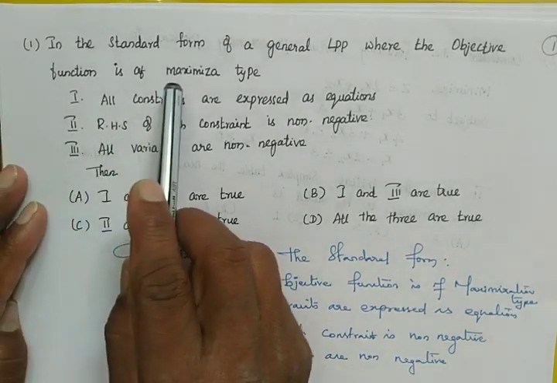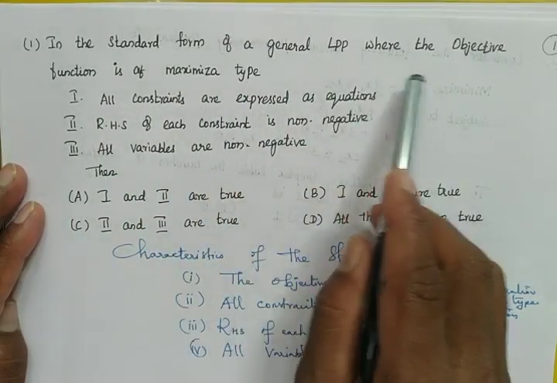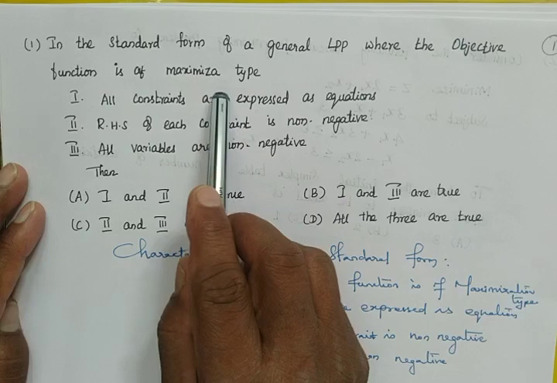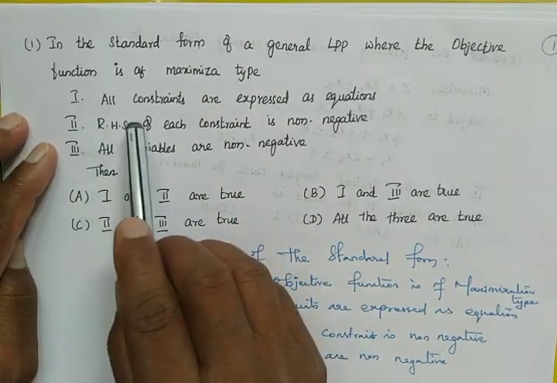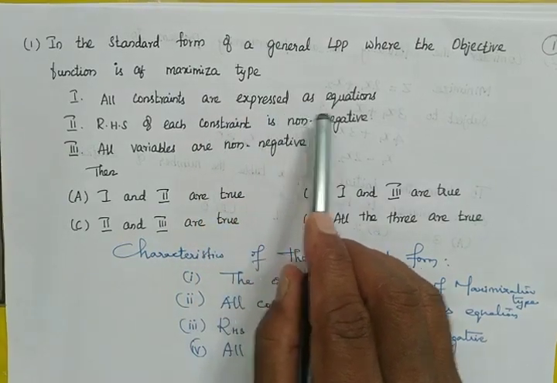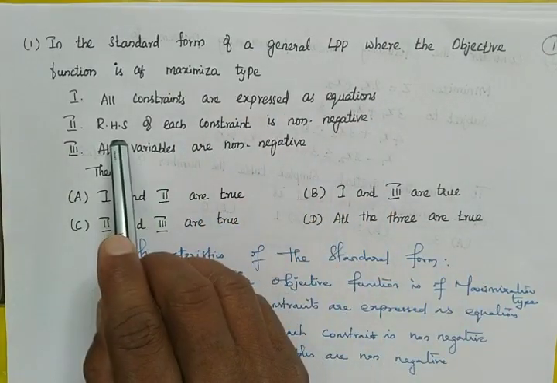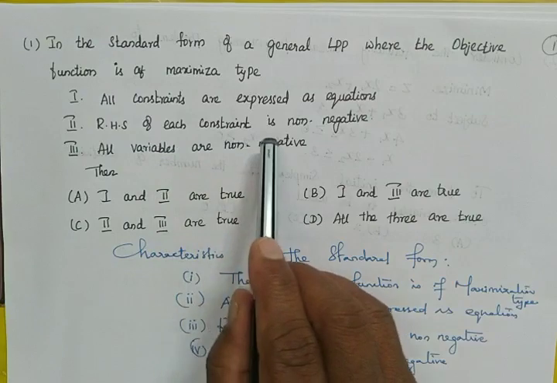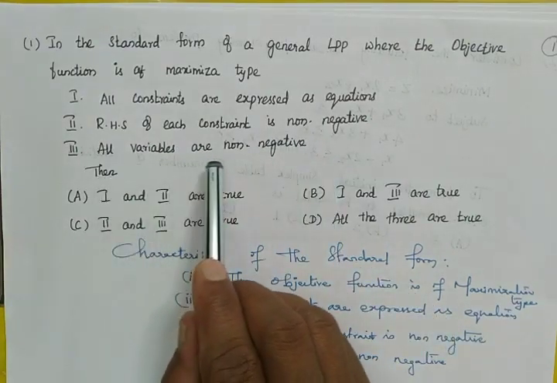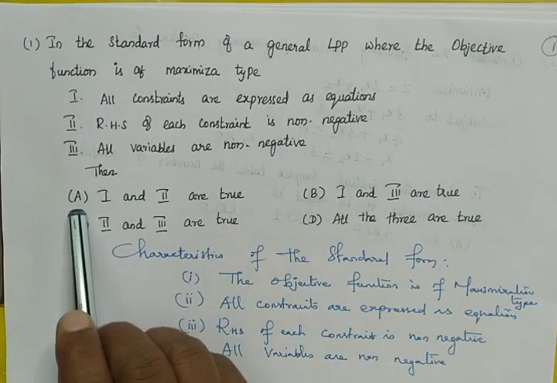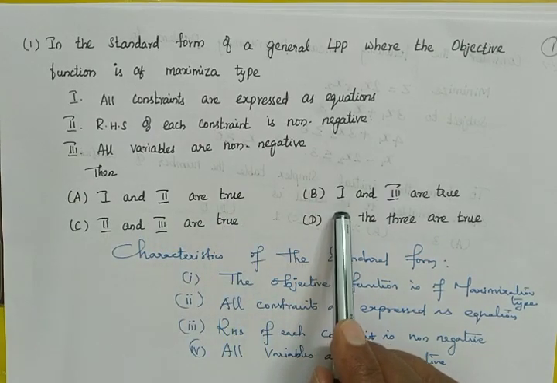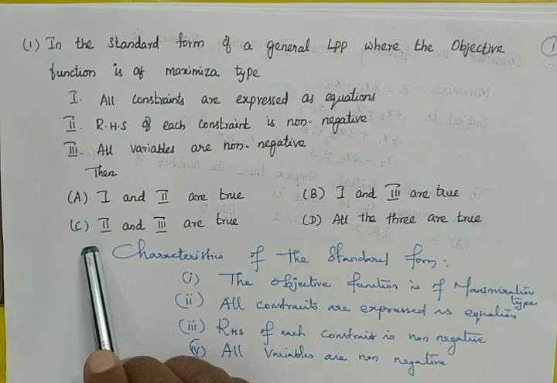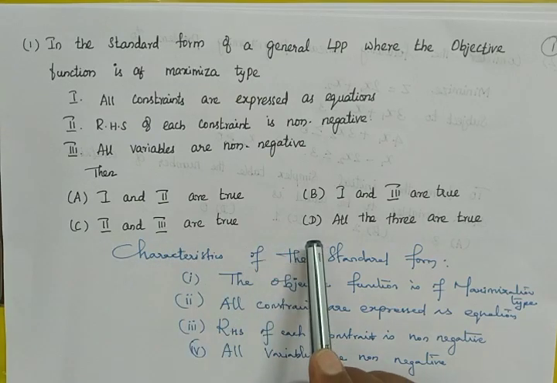In a standard form of general LPP, where the objective function is of maximization type, these are the options they gave. All the constraints are expressed as equations, the right hand side of each constraint is non-negative, and all variables are non-negative. Then the options are given. Option A, 1 and 2 are true. Option B, 1 and 3 are true. Option C, 2 and 3 are true. And D, all are true.